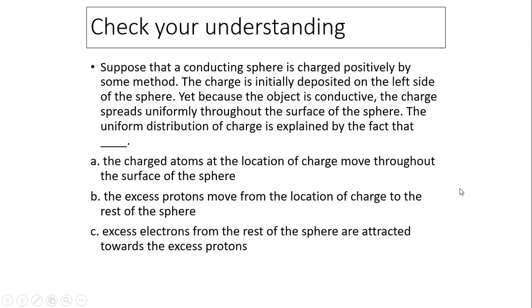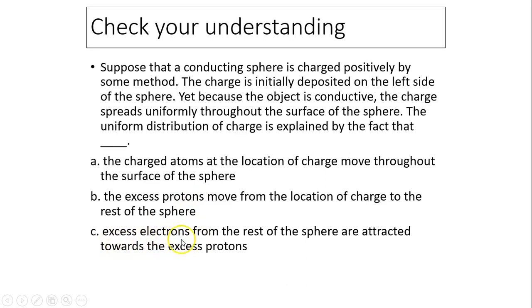Let's take a look at check your understanding. Suppose that a conducting sphere is charged positively by some method. The charge is initially deposited on the left side of the sphere, yet because the object is conductive, the charge spreads uniformly throughout the surface of the sphere. The uniform distribution of charge is explained by the fact that the charged atoms at one location move throughout the surface of the sphere. No, atoms do not move. The protons do not move either. The only thing that moves is the electron. So the answer is C.